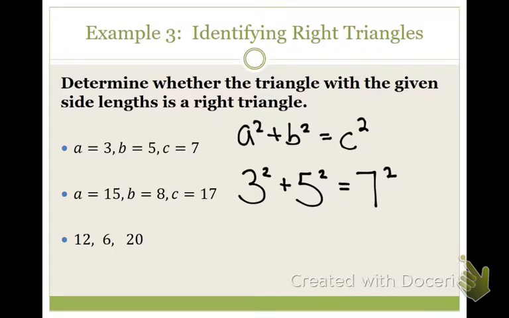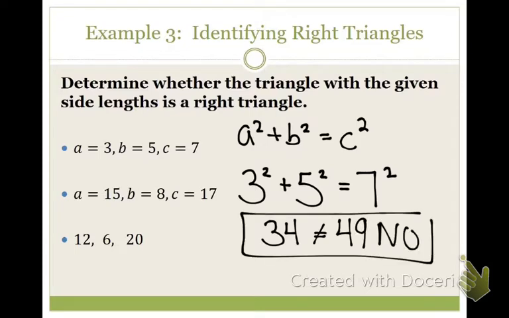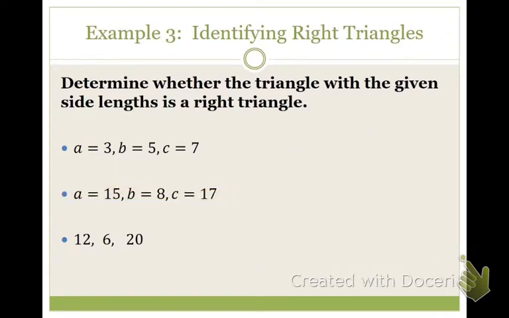All right, so let's pause to work this out. Okay, so 9 plus 25. 3 squared plus 5 squared. What's 9 plus 25? 34. Does that equal 49? No. So, no, those side lengths do not form a right triangle. Go ahead and do the second one now. A equals 15, B equals 8, and C equals 17. All right, so let's pause to work that one out.